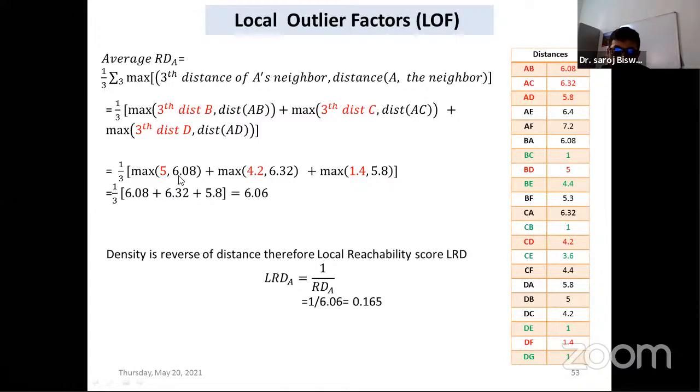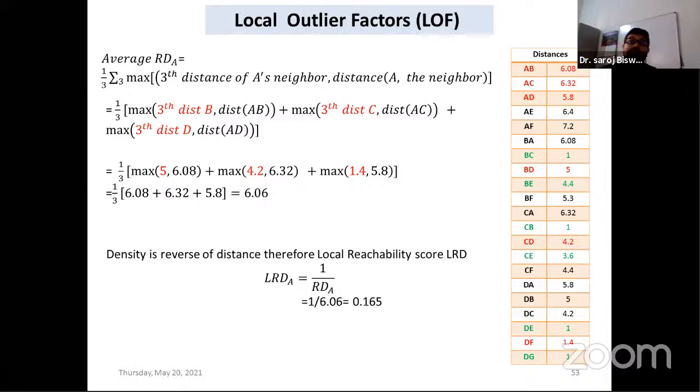So out of the pairs, we need to take only the maximum. So which one is the maximum from here? That is 6.08 plus here 6.32 plus here 5.8. So now if you do the calculation, very simple calculation, then the value becomes 0.06. This 0.06 is the average reachability distance of A.